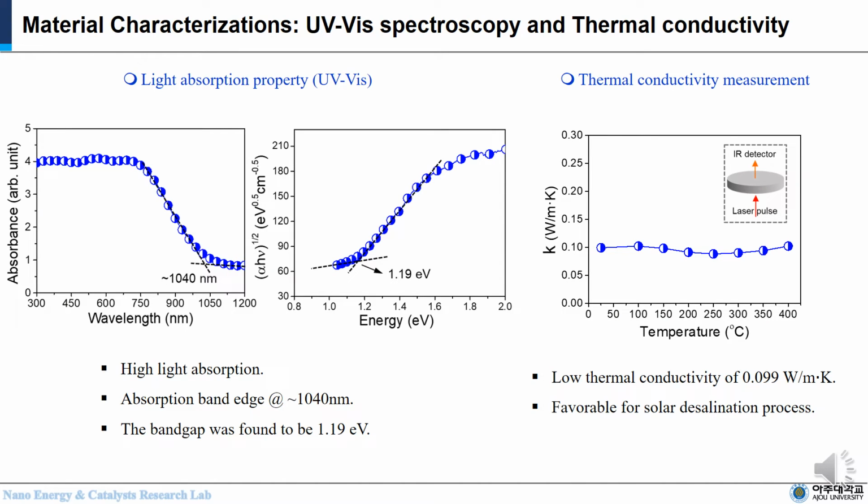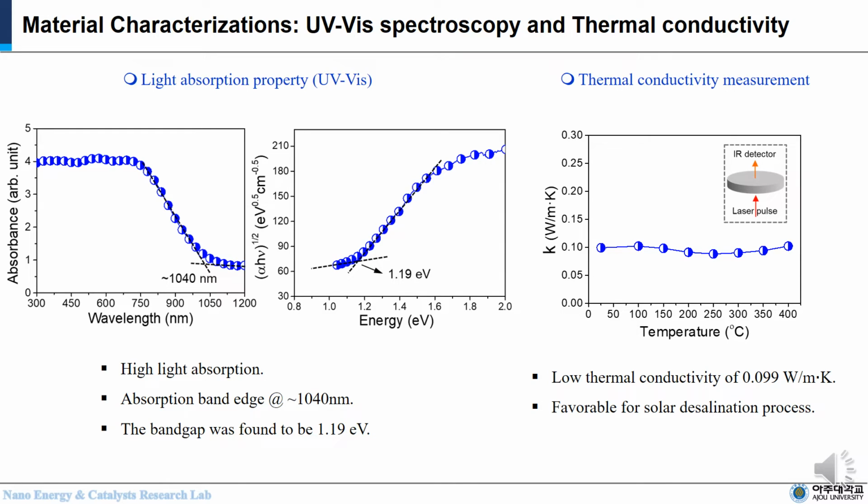The light absorption property of a photothermal absorber material is a critical factor affecting the efficiency of solar steam generation. So, we performed the UV-Vis spectroscopy and thermal conductivity measurements for BCSO nanosheets. The absorbance spectra of the BCSO nanosheets were measured over the wavelength range of 200 to 1200 nanometers. As shown in the figure, the BCSO shows broad light absorbance from ultraviolet to the near infrared region, which implies high light absorption property of BCSO.